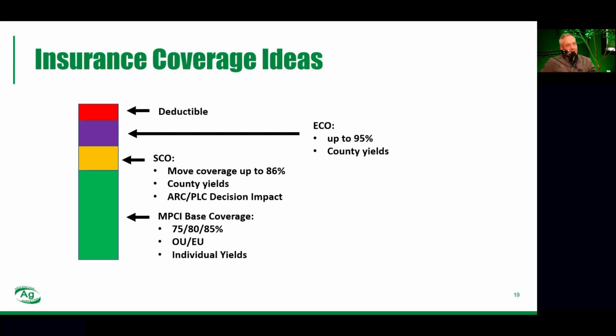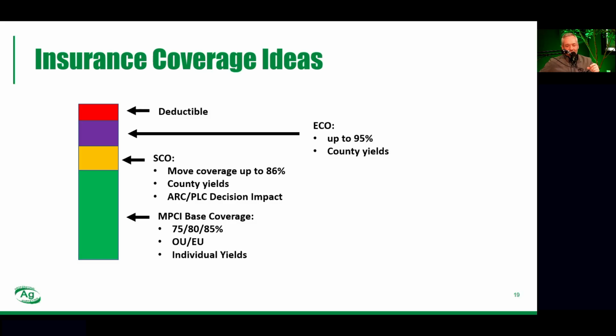All right, so how does this crop insurance work? On the little bar here, we have our individual plans as our green bar on the bottom. They set our base coverage. We can buy that in 5% increments, so 75, 80, 85% are very common coverage levels for our area on corn and beans. We have our optional units or enterprise units, which we'll talk about next. And then that is protecting our individual yield. So that green bar at the bottom is our base plan. That's our revenue protection plan. That's kind of our meat and potatoes of crop insurance protection.